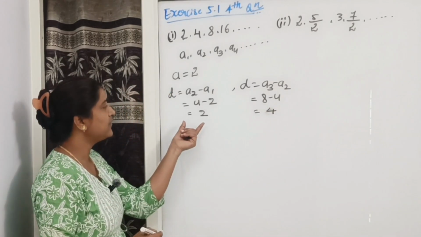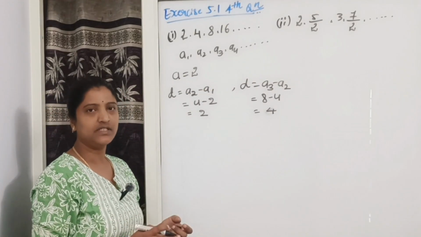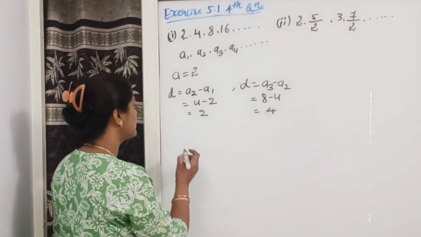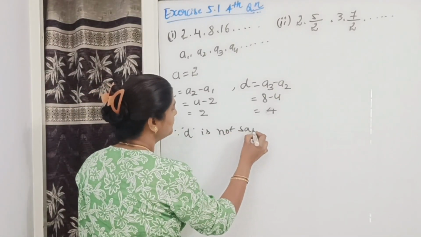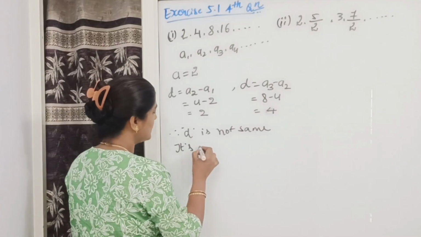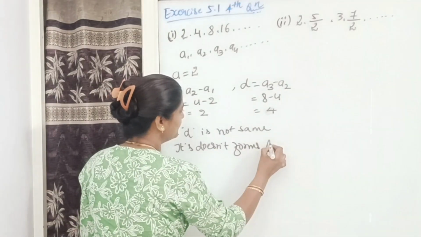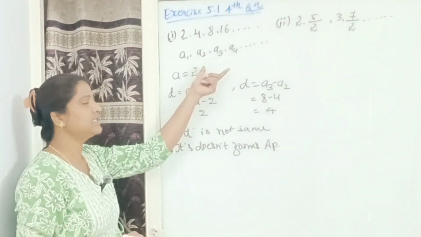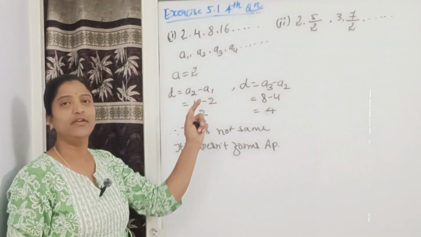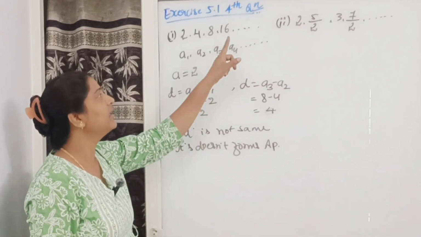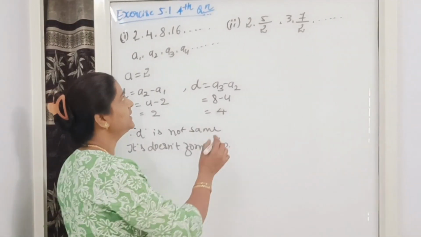8 minus 4 is 4. See here, the first common difference is 2, the next is 4. That means here the common difference is not equal, not the same. Therefore, it doesn't form an AP. The given number list is not an AP. If it is not an AP, no need to find the next 3 terms. If it belongs to an AP, then we need to find a5, a6, a7. Yes. Let us come to the second question.